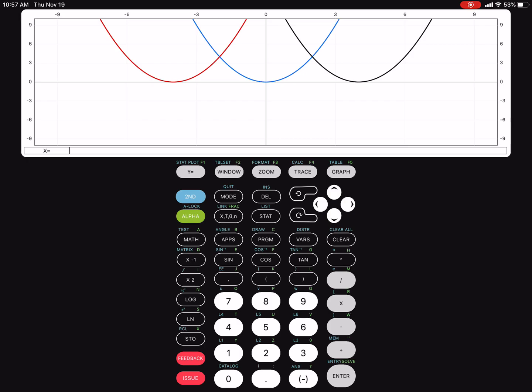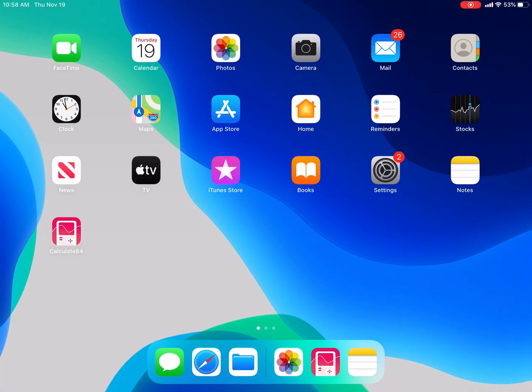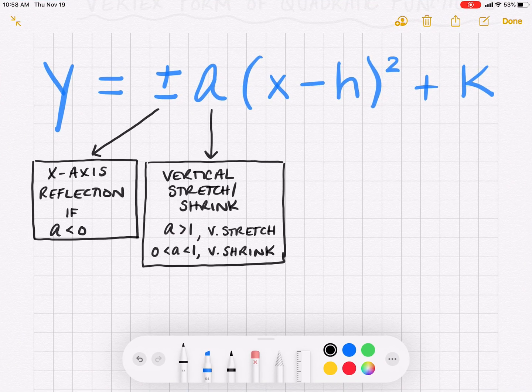What I want you to also notice about this is not only is it shifting the parabola left and right, but it's actually moving our vertex, where before our vertex was staying the same. And so what this piece right here does is this is the horizontal shift. It's moving the parabola left and right.